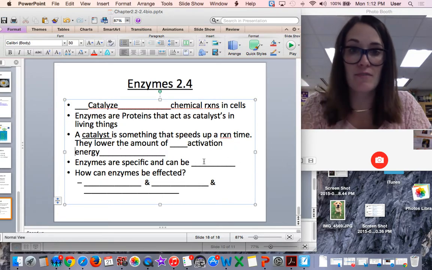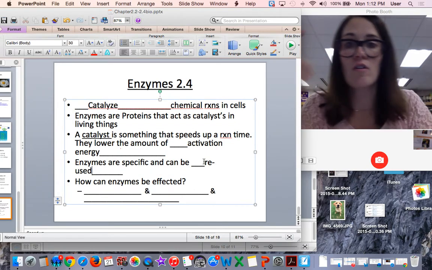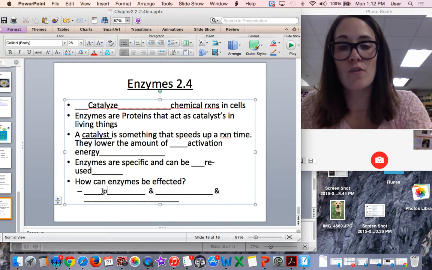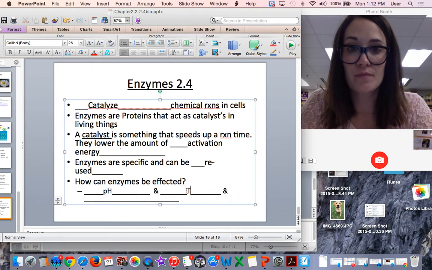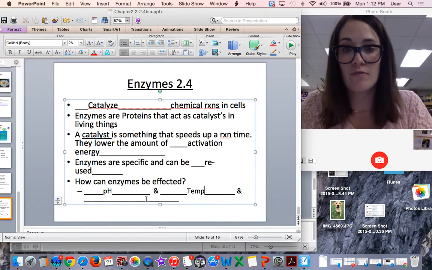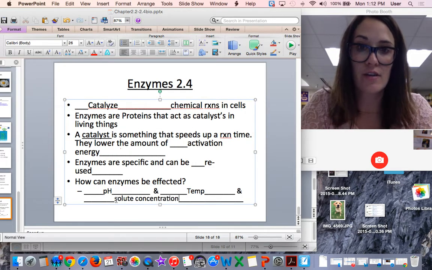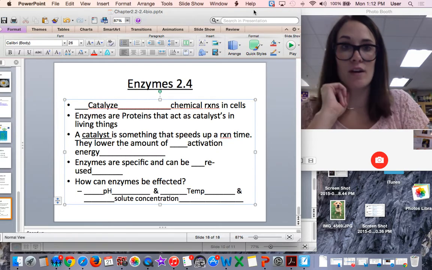Enzymes are specific and they can be reused in the body. They can be used over and over and over. And some things that can affect enzymes and how they work: the pH in body fluids, the temperature of the fluid can impact the reaction, and the solute concentration. All three of those things can impact how well or not so well enzymes work in the body.